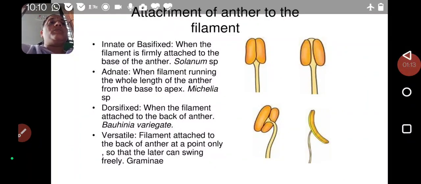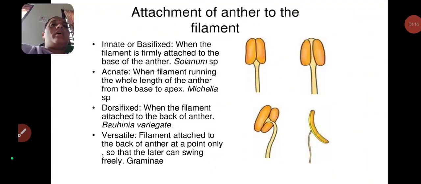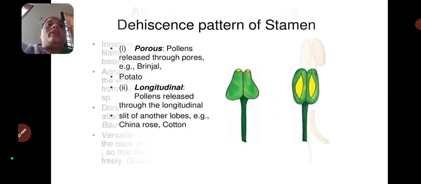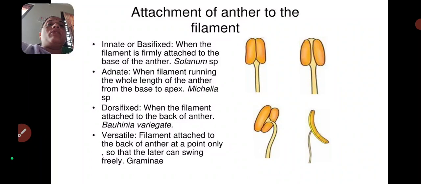Attachment of the anther to the filament. Those are innate or basifixed, and next one is adnate, next dorsifixed, next versatile. Okay, so these are innate or basifixed, adnate, dorsifixed and versatile.